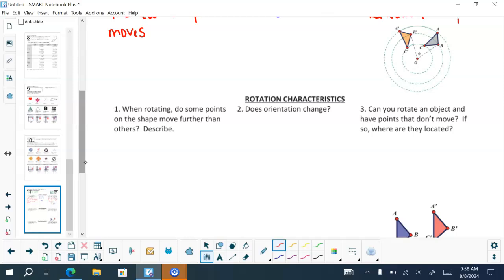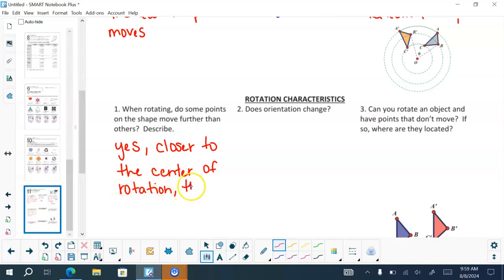So when rotating, do some points on the shape move farther than others? Hopefully you guys said yes. Okay, if you are closer to the center of rotation, the less a point moves. Hopefully you saw that on your picture over here.